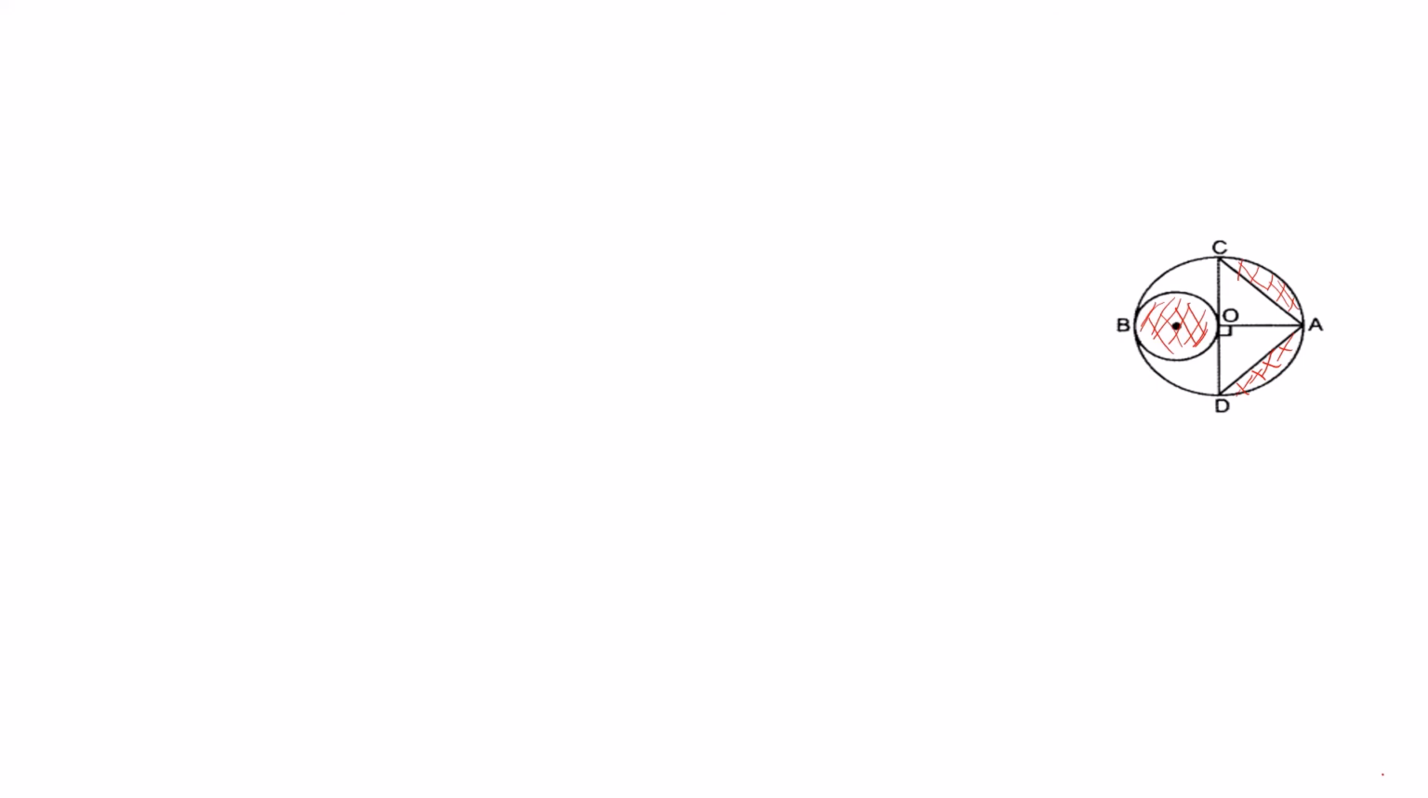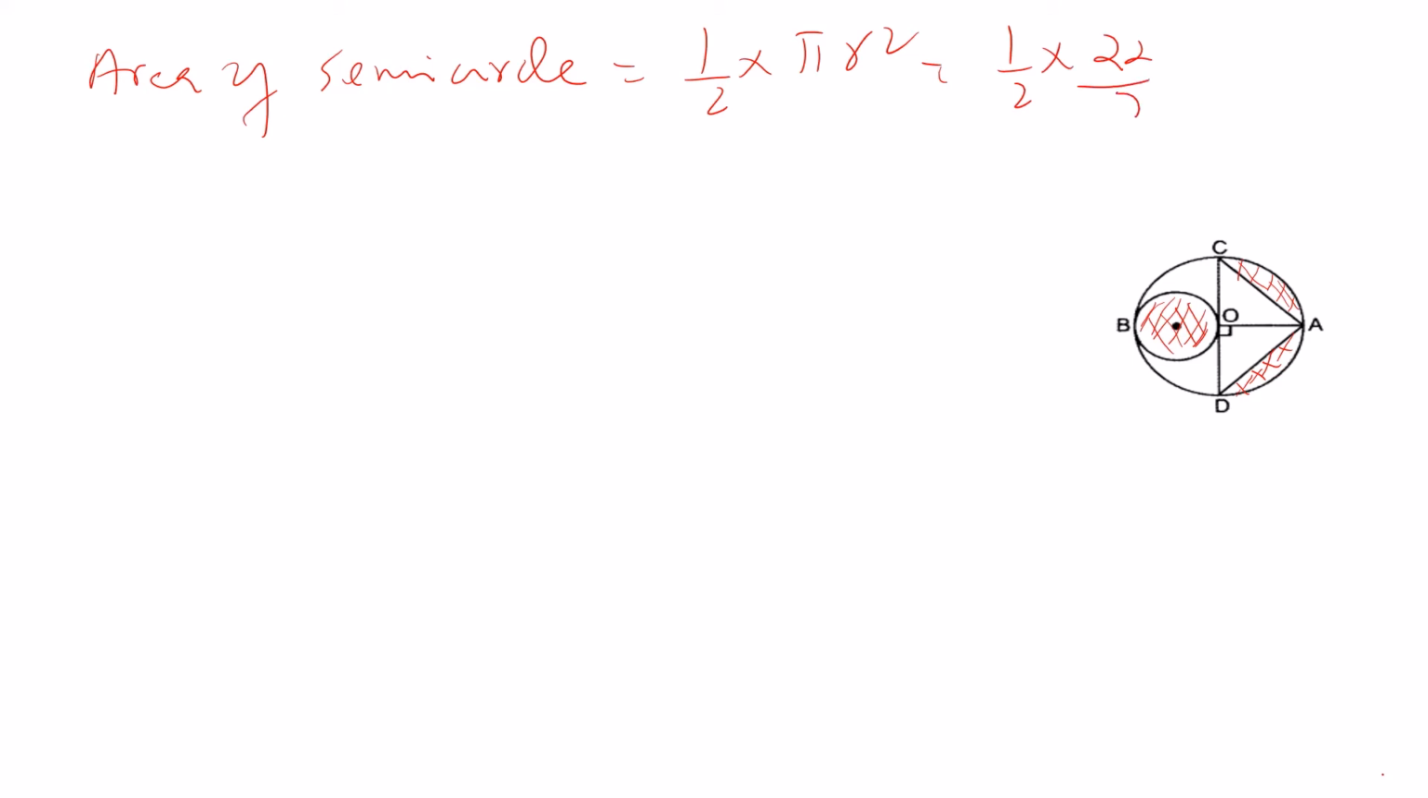The next step is we are going to find out the area of the semicircle. Area of semicircle is equal to half into pi r square, and that is half into 22 by 7 into radius is 7, so 7 into 7, so 7 will get cancelled, 11, and 11 into 7 is 77 centimeter square.